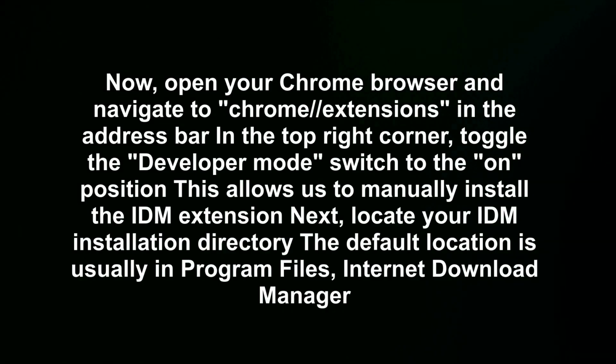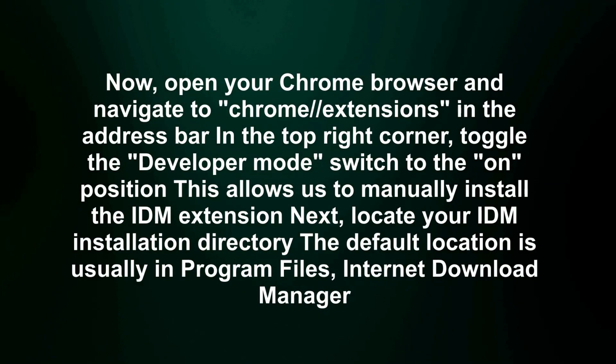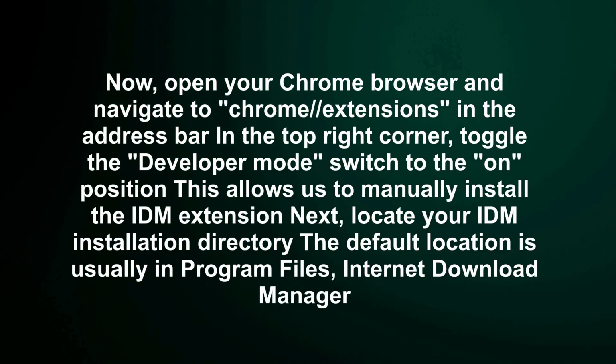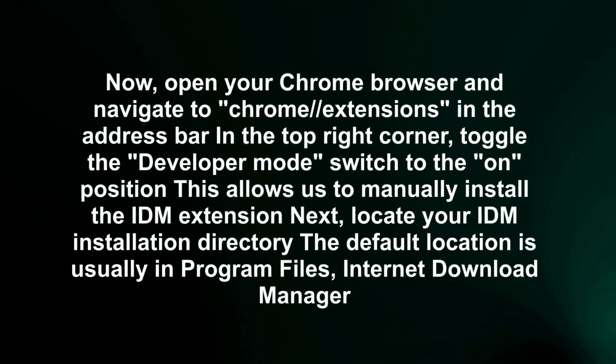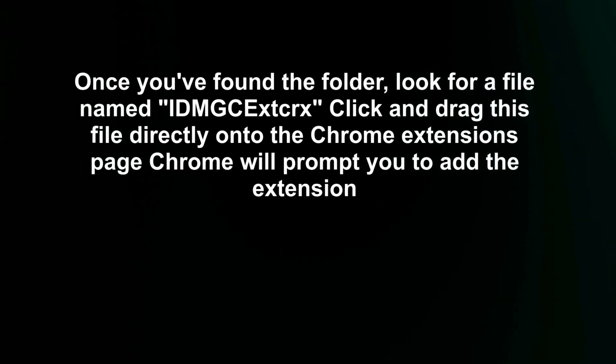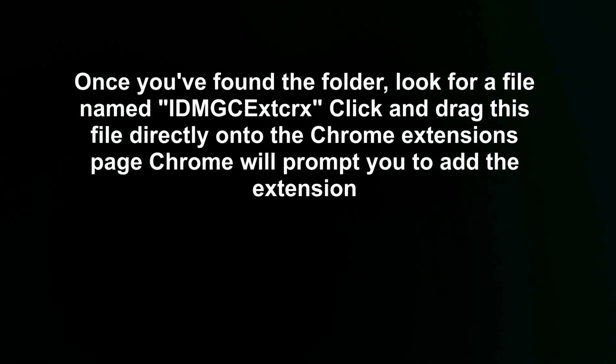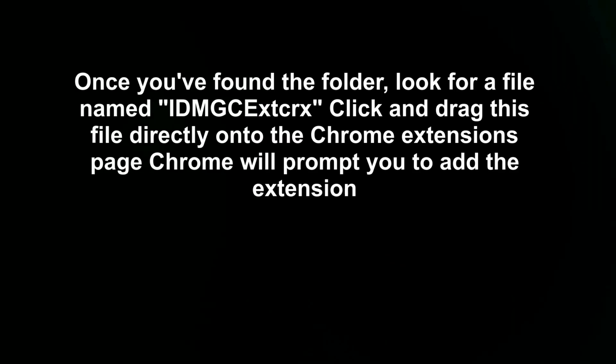Next, locate your IDM installation directory. The default location is usually in Program Files, Internet Download Manager. Once you've found the folder, look for a file named IDMGCExt.crx. Click and drag this file directly onto the Chrome extensions page.